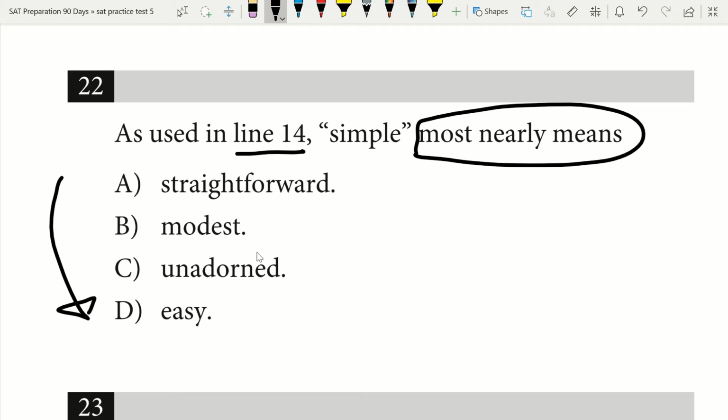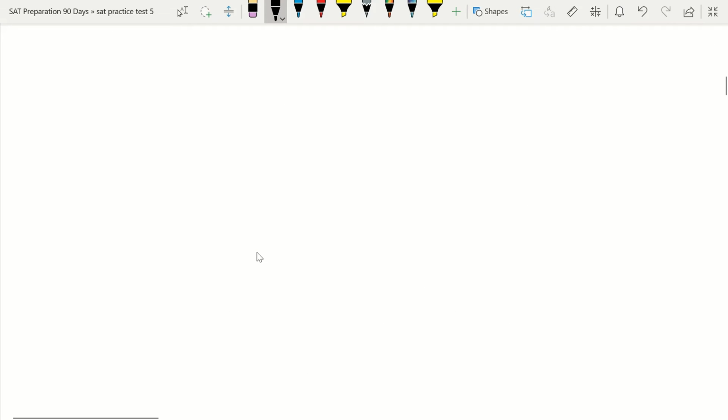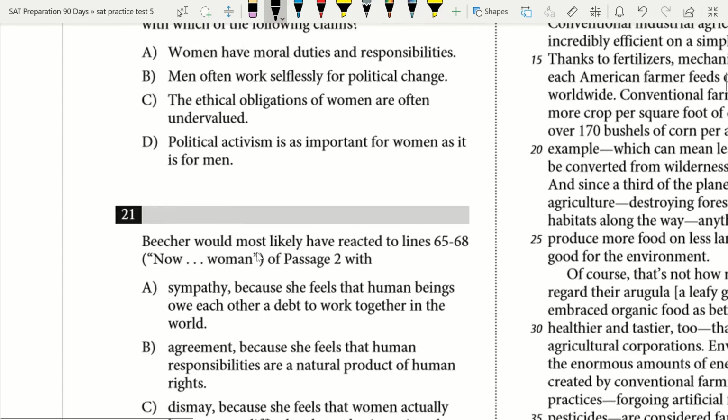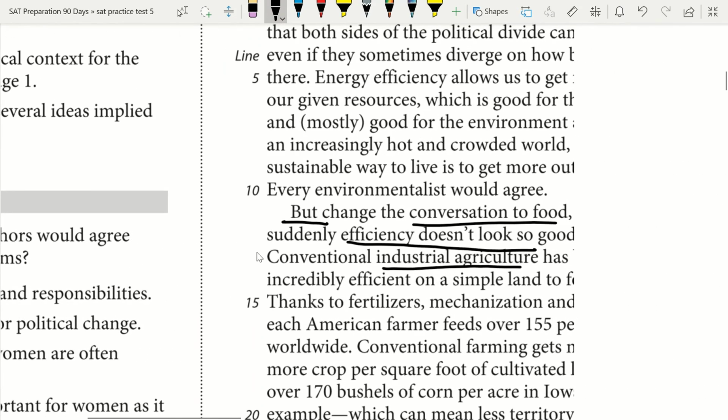I'd read it: as used in line 14, "simple" most nearly means. I'd go to line 14, find the word simple, and come up with what I think it would mean in that context. So let's go back to line 14 and find simple. We have line 14 on the right side of my screen: "But change the conversation to food and suddenly efficiency doesn't look so good. Conventional industrial agriculture has become incredibly efficient on a simple land to food basis."